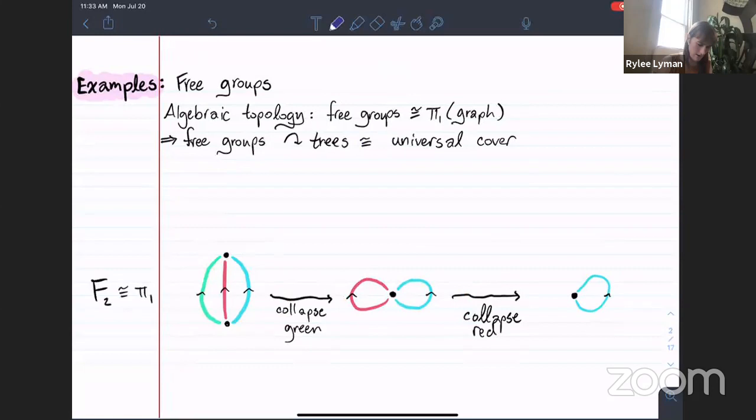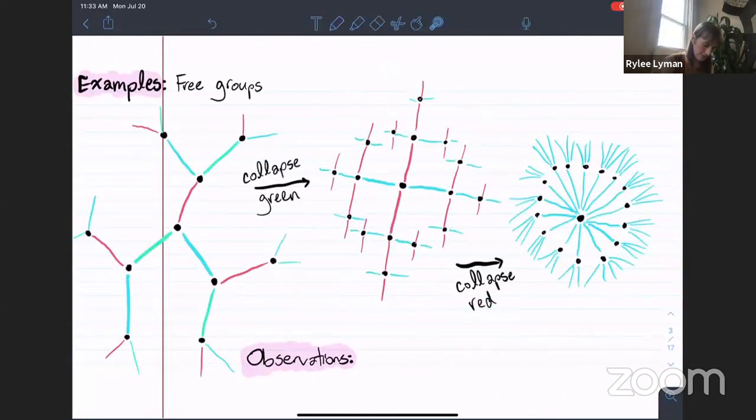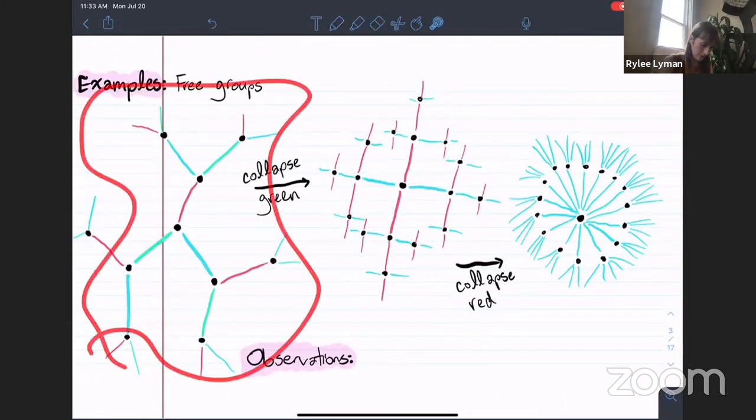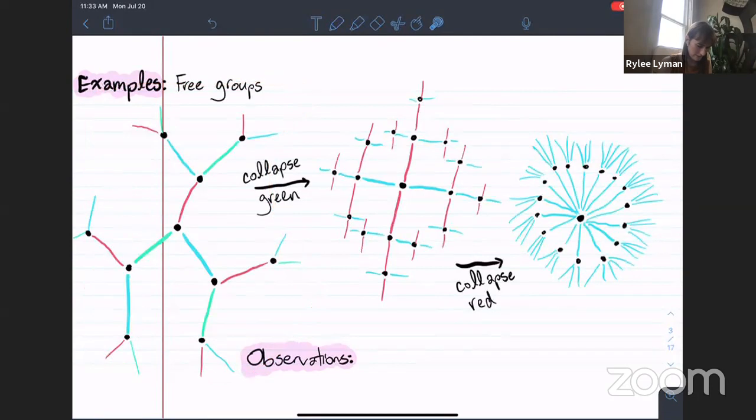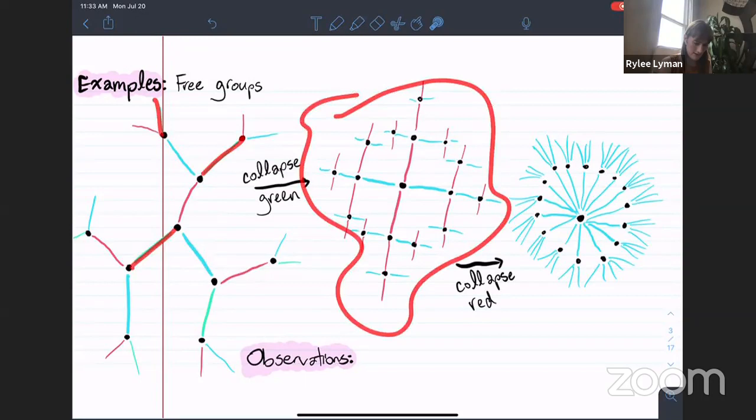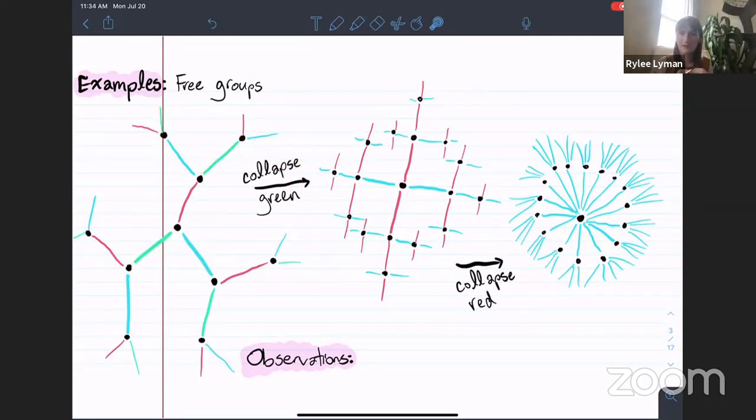So the universal cover of the graph on the left looks something like this. Remember, our original graph was trivalent, so this graph is also trivalent, and each vertex is connected to one edge of each color. If I were to collapse all of the orbits of green edges, I'll end up with this graph over here. This is maybe the graph that a geometric group theorist thinks of first when they think of the free group of rank 2. This is the Cayley graph for a free generating set.